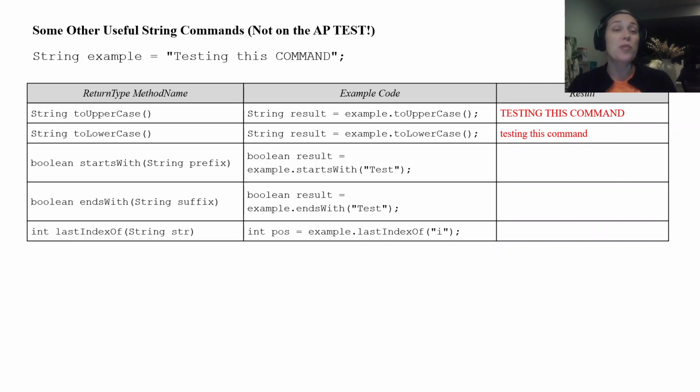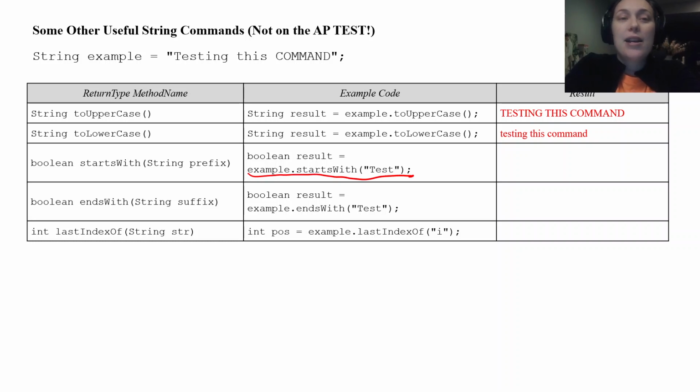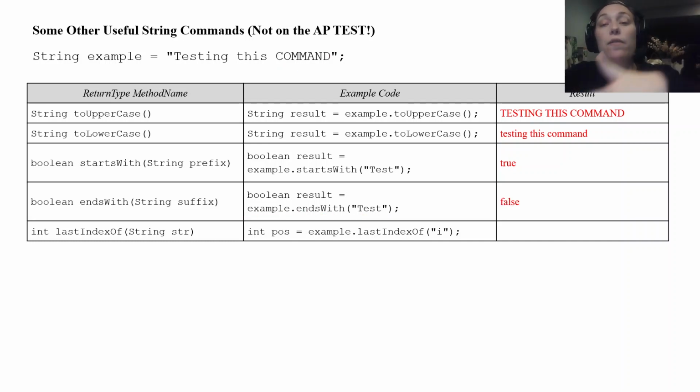Starts with and ends with. startsWith and endsWith return a Boolean. Now Boolean, remember, can be true or false. So you're basically asking a question. Does example start with test? Does it start with test? It does, yes. So your result is going to be true. Ends with. Does example end with test? Does it end with test? No. So false is going to be the result that is stored.